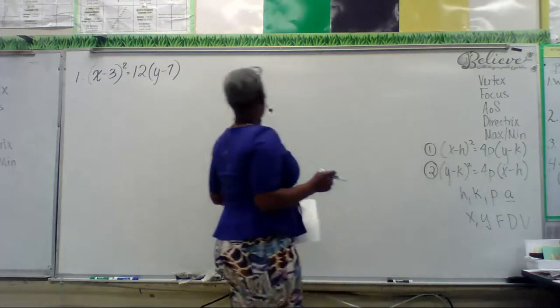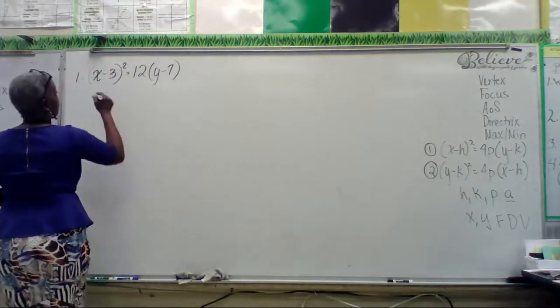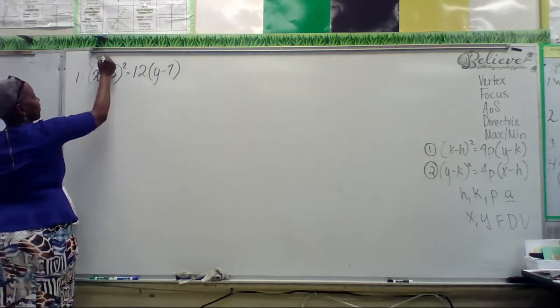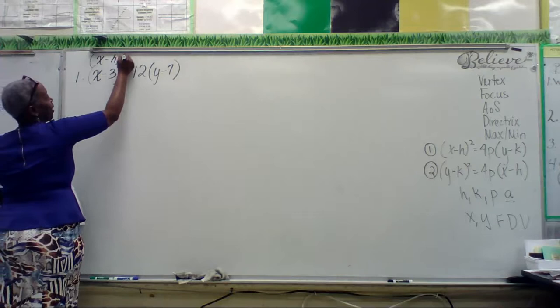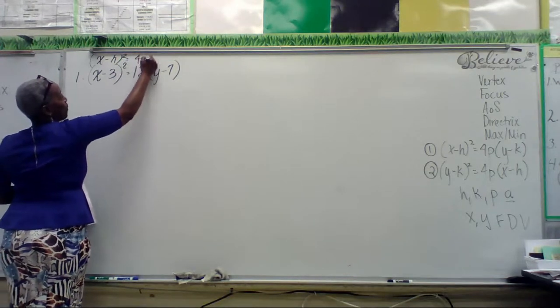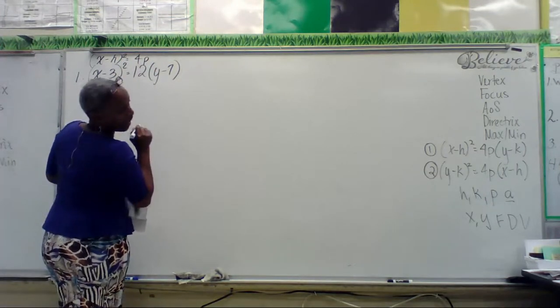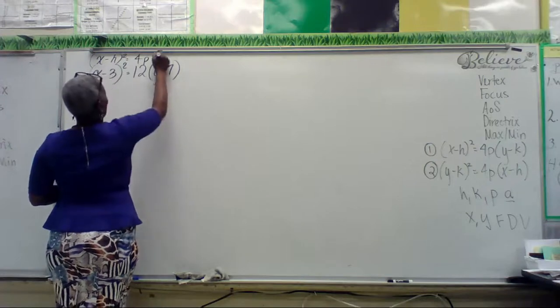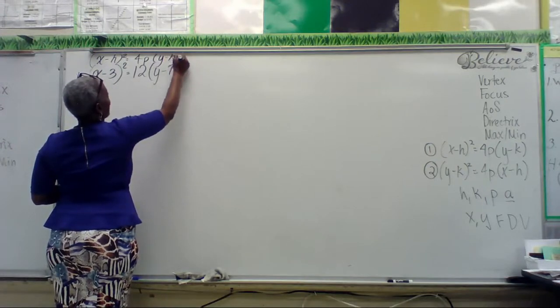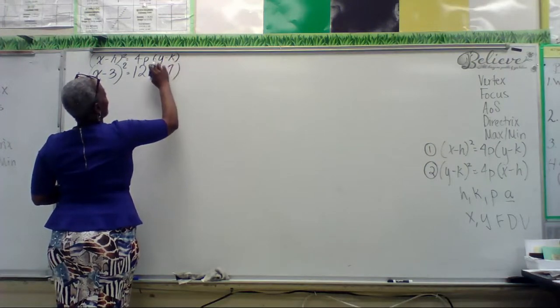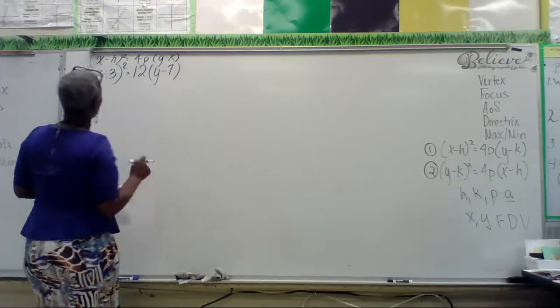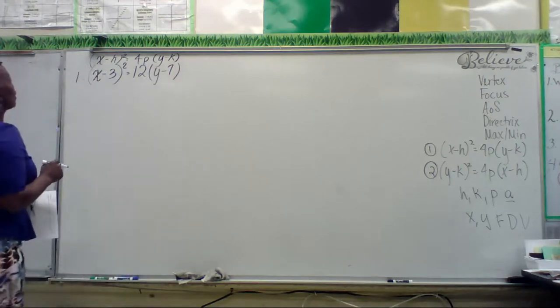The first one, okay? I didn't leave enough room up here to write it, so I'm going to squeeze it up here. x minus h quantity squared equals 4p times y minus k. Alright, so that's the equation we're going to use.